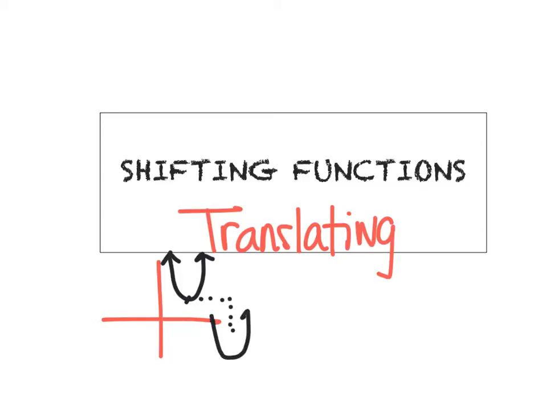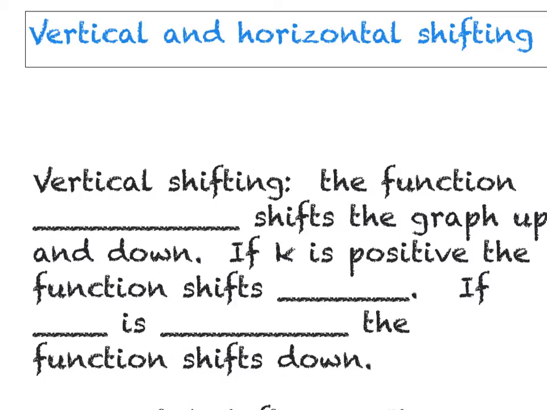So now it looks something like this. Again, the size and shape aren't changing. We're just shifting or translating functions. So our goal is to focus on two types of shifts or translations tonight: a vertical and a horizontal shift. Go ahead and title that in your notebook, and then we'll carefully write this sentence out.